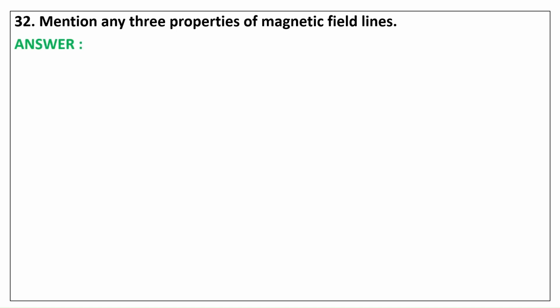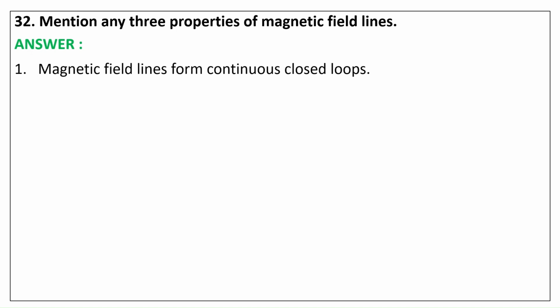Answer. 1. Magnetic field lines form continuous closed loops because they emerge from the north pole of a magnet and enter the south pole, returning through the magnet's interior. 2. No two magnetic field lines intersect because, if they did, the field would have two directions at the same point, which is impossible.